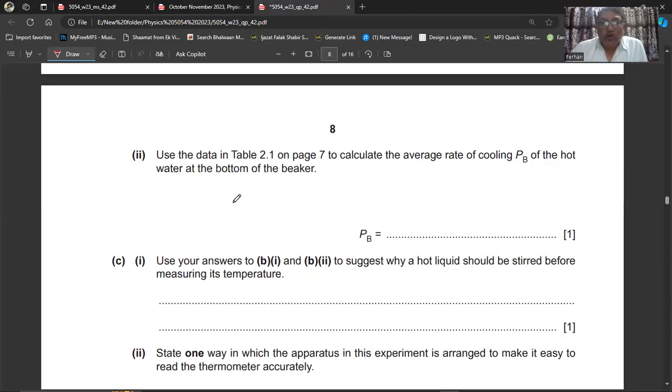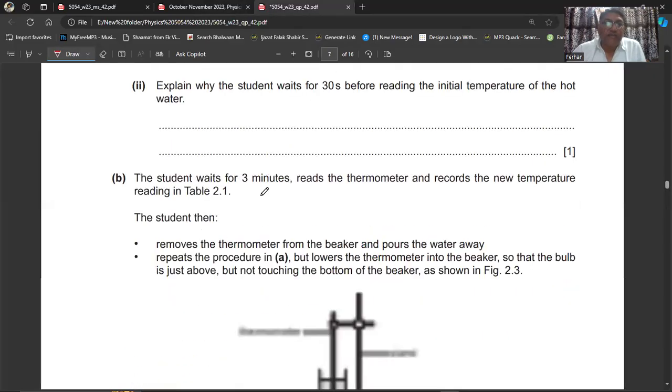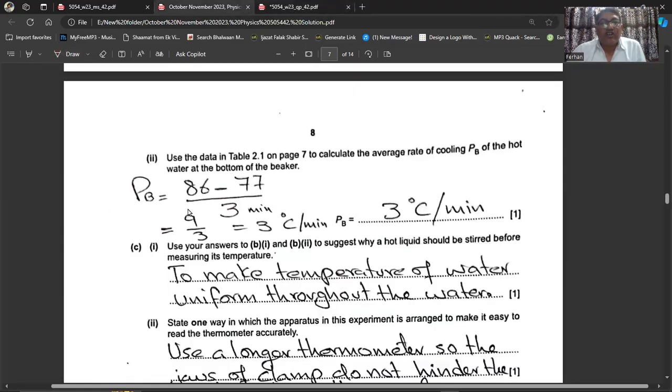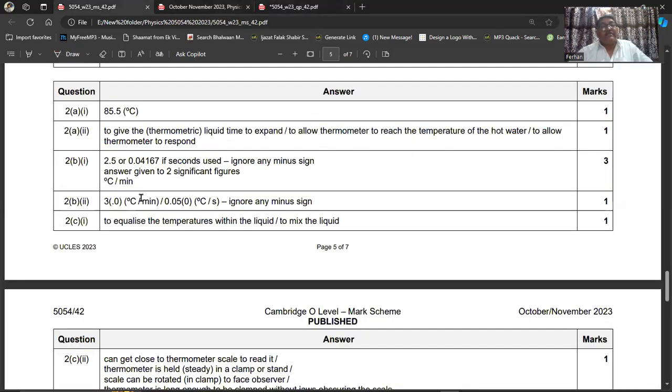Okay, so I'm going to use these two readings. I will find the difference of the temperature, the drop in the temperature of the water, and obviously the time is still the same, 3 minutes, and we will see how much is the rate of cooling. So 86 minus 77 divided by 3 minutes, so 9 divided by 3, that is 3 degrees centigrade per minute. 3 degrees centigrade per minute is my answer. So you can see this answer is right.